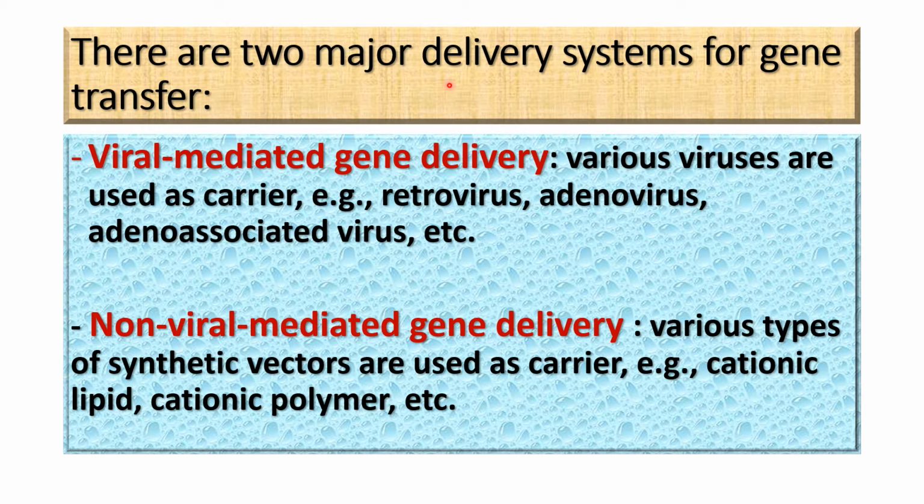There are two major delivery systems for gene transfer. First, viral mediated gene delivery. Various viruses are used as carriers, for example, retrovirus, adenovirus, and adeno-associated virus, etc. The second group we call nonviral mediated gene delivery. Various types of synthetic vectors are used as carriers, for example, cationic lipid, cationic polymer, etc.